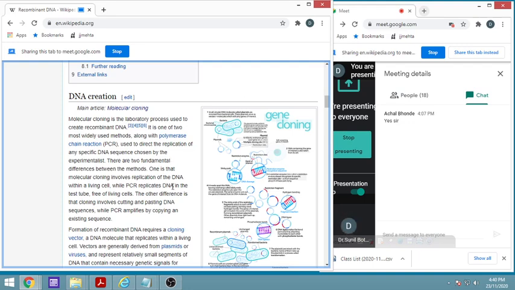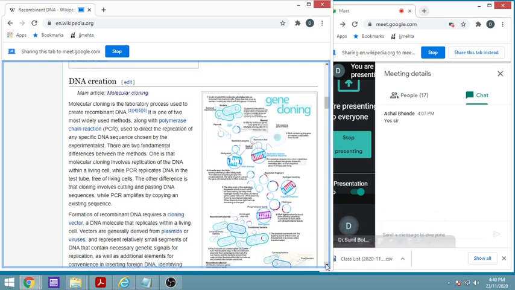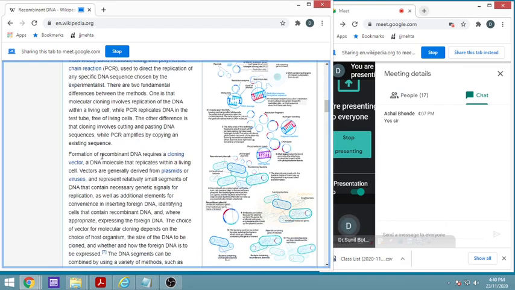So there are two fundamental differences between these methods. One is that molecular cloning involves replication of DNA within a living cell, while PCR does it outside the cell. And cloning involves cutting and pasting DNA sequences, but PCR causes amplification by copying an existing sequence. So in cloning we cut it and paste it. Suppose three introns are there, we combine them together and make one separate copy of it. Here it is not like that.